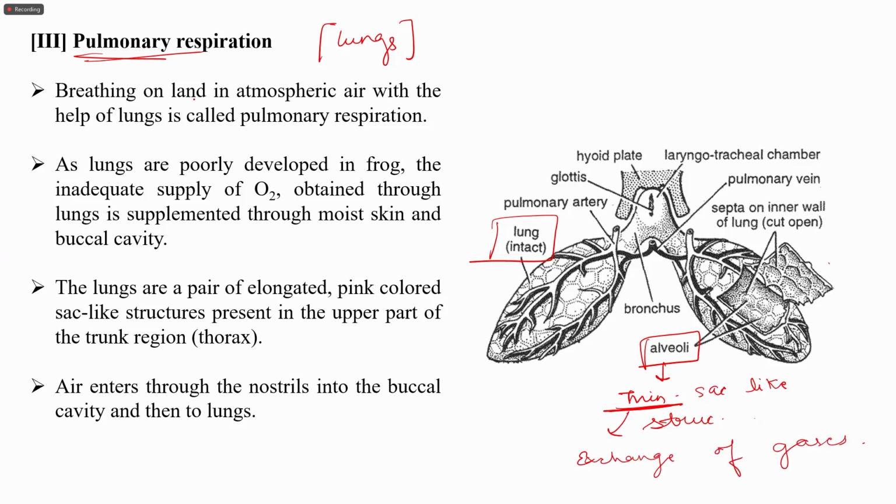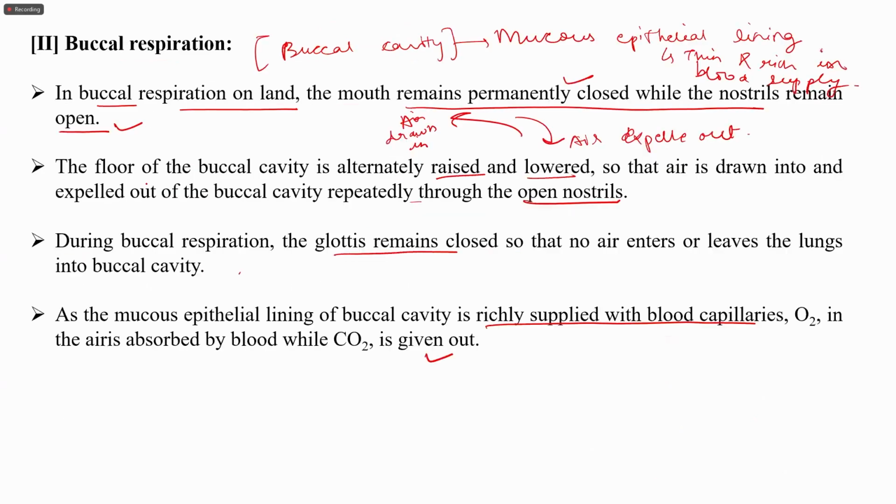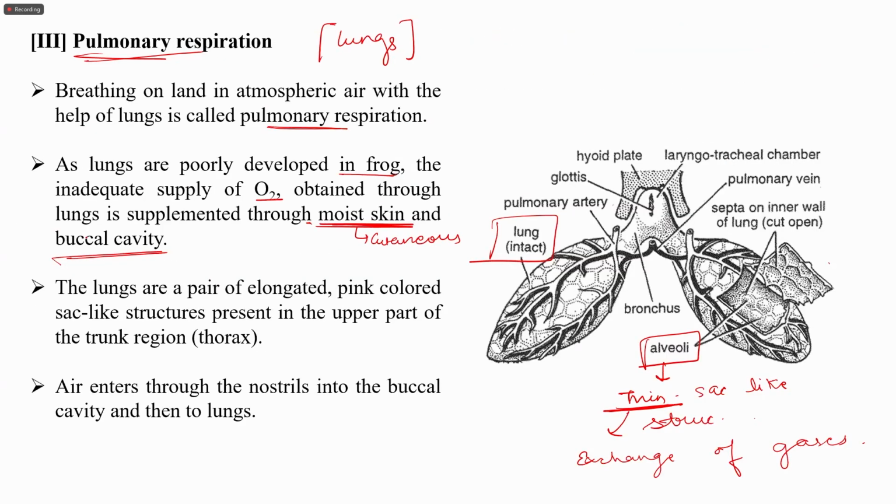Breathing on land in atmospheric air with the help of lungs is called pulmonary respiration. Lungs are poorly developed in frog. The inadequate supply of oxygen obtained through the lungs is supplemented through moist skin, which is the cutaneous respiration, and the buccal respiration. So through the cutaneous respiration and the buccal respiration, the necessity of oxygen is completed.